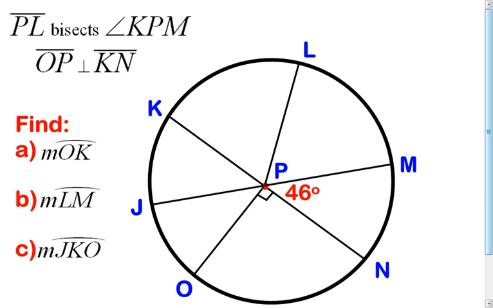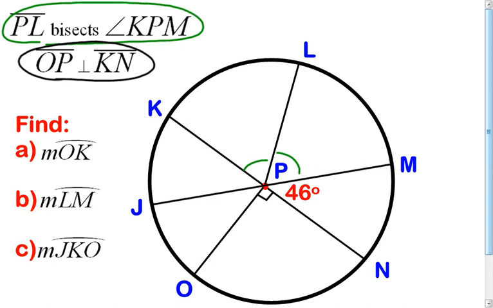Now for my next one, I give you some information, and I want to find the measure of 3 different arcs. But before I get going, I want to mark up my picture because I think that's very important. The first one tells me that segment PL bisects angle KPM. Well, if it's bisecting, it's telling me that these two angles are going to have to be congruent. I also know that segment OP and segment KN are perpendicular, and that's already been marked right there. So I don't really need to do anything with that.